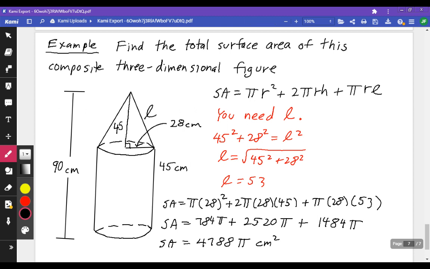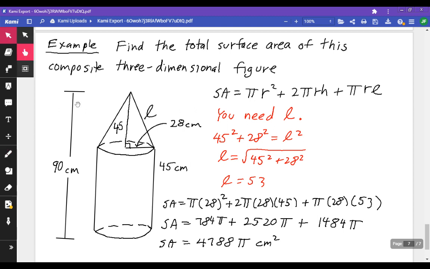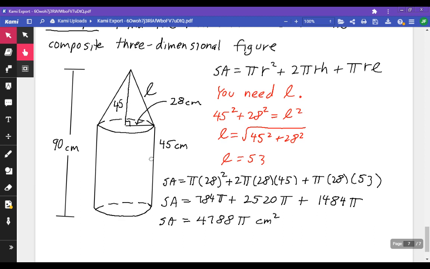Okay, now we got the two legs of the cone. So we got 45 and 28. So we do Pythagorean theorem. We got 45 squared plus 28 squared equals L squared. We'll go through the calculations. You're going to find out that that slant height of that cone is 53. So now we have all the numbers that we need for our formula to calculate surface area of this composite figure. So surface area again is pi r squared. We said the radius was 28, so pi times 28 squared.